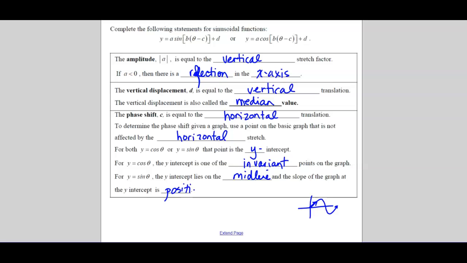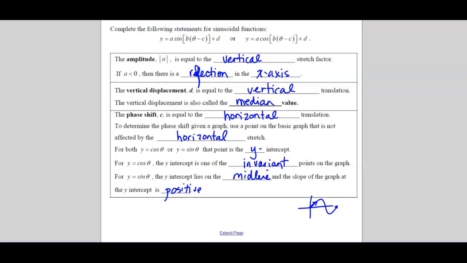These things in here are just helpful properties to help you graph. I'm probably not going to ask you like any definitions like this. This you have to know. Phase shift is a horizontal translation. Amplitude is a vertical stretch factor. Displacement is a vertical translation.